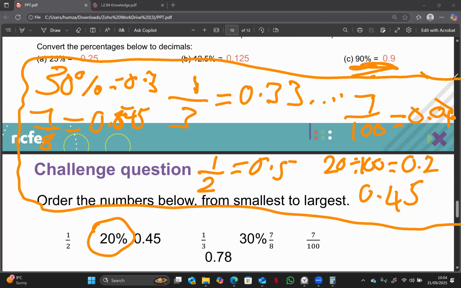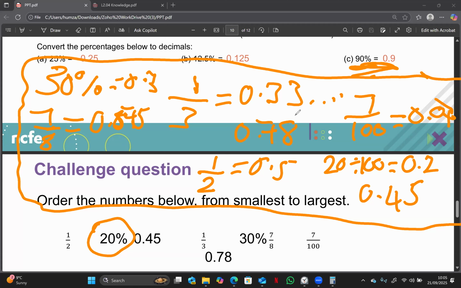I'm trying to find which one is the smallest. Can you see them properly, or do you want me to read them out? Can you read them for me, please? So the first one is 0.3. The second one is 0.875. The third one is 0.3333. The fourth one is 0.07. The fifth one is 0.5. The sixth one is 0.2, and the last ones are 0.45 and 0.78.